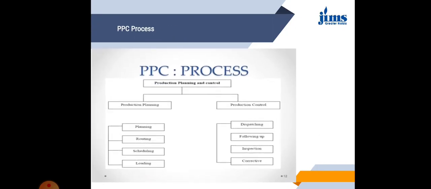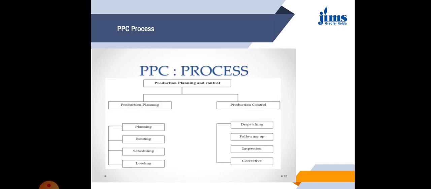The next topic of the session is production planning and control, the process. For convenience and better understanding, we have divided the whole process into two aspects. One is production planning and the second is production control. My learners or my students are supposed to take care of both the aspects individually and independently. First, we will talk about the stages involved in production planning.